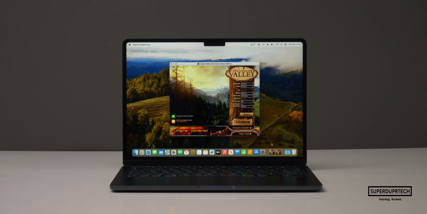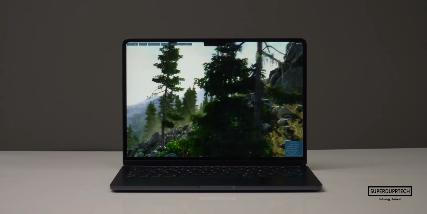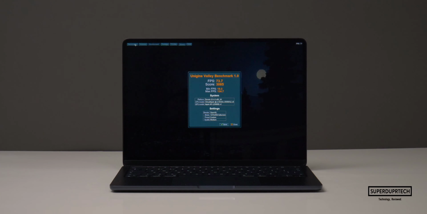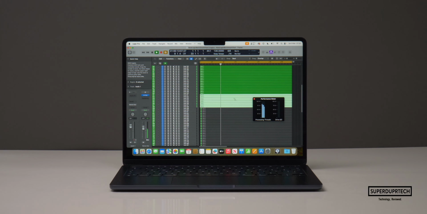I then ran the Valley test, and when running this test at 1470 by 956, I got an average frame rate of 73.7 frames per second with a score of 3085. And once again, when lowering the resolution down to 1440 by 900, I got an average frame rate of 71.1 frames per second with a score of 2973.